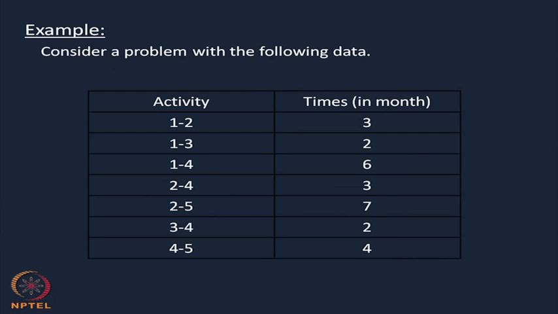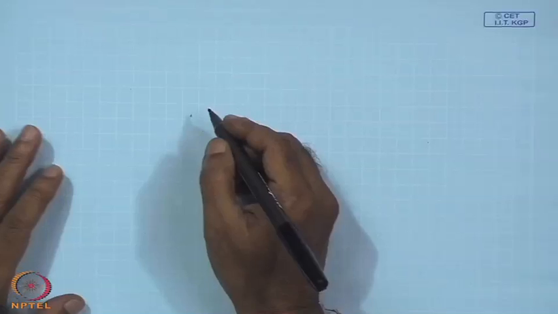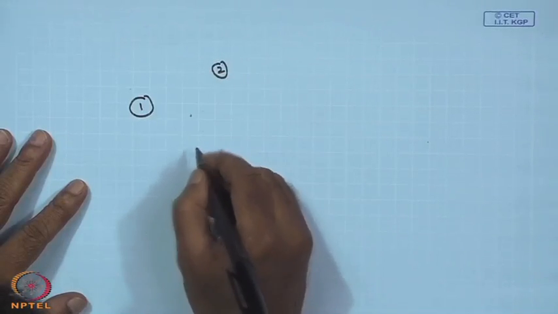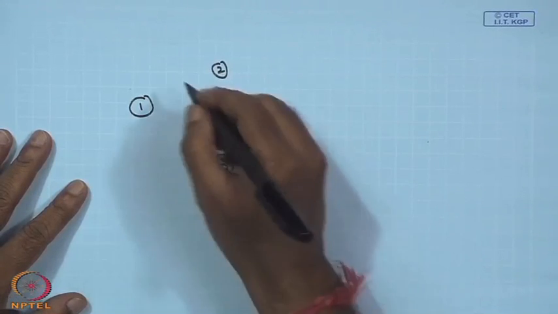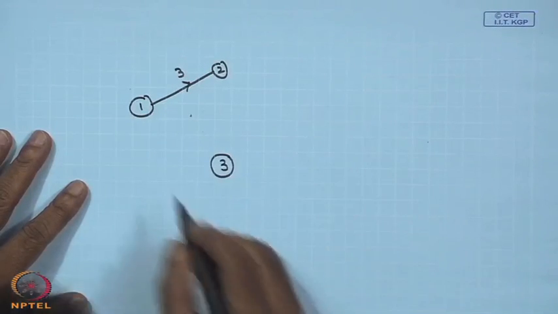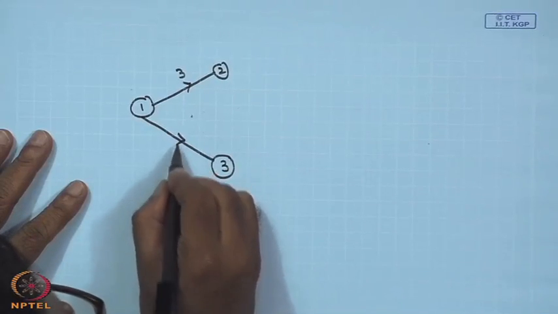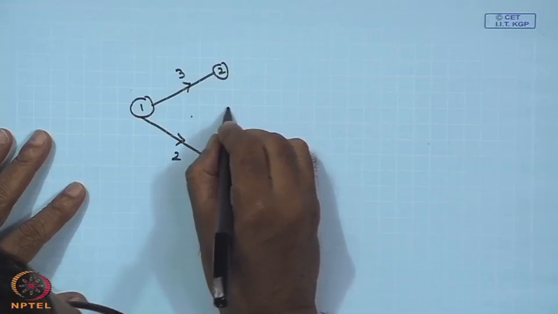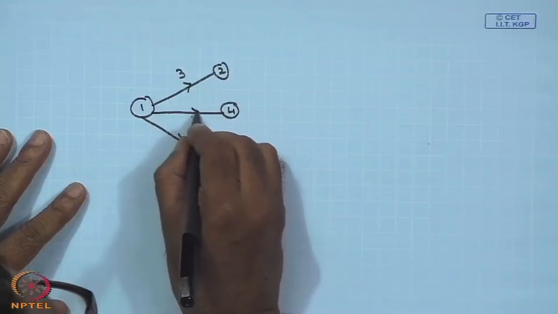Now, let us come to the next problem, where one particular case is there. For this problem you see the activities 1-2, 1-3, 1-4. Let me draw it. For 1-2 it is 3, for 1-3 it is 2. So, from 1 you have activity 2 and activity 3. For 1-2 the time taken is 3, for 1-3 the time taken is 2. Next one is 1-4, the time taken is 6.